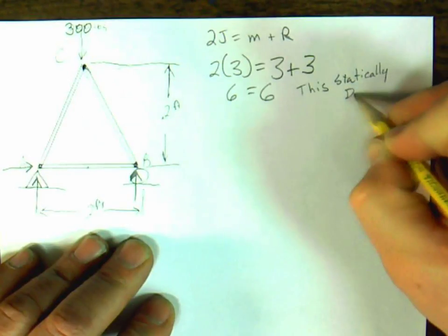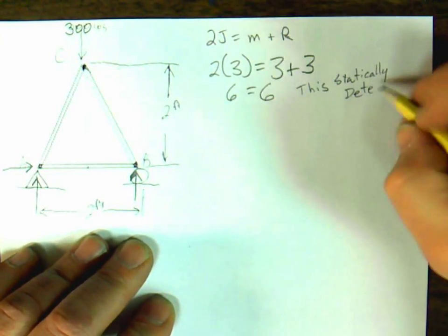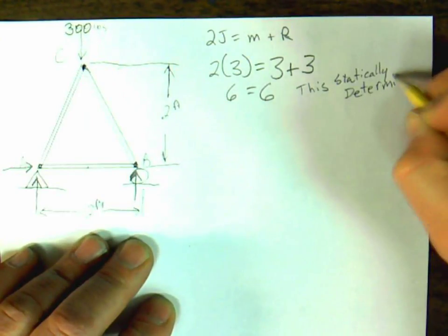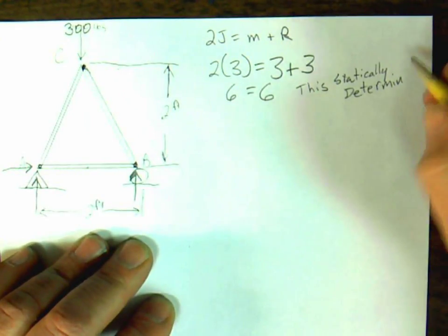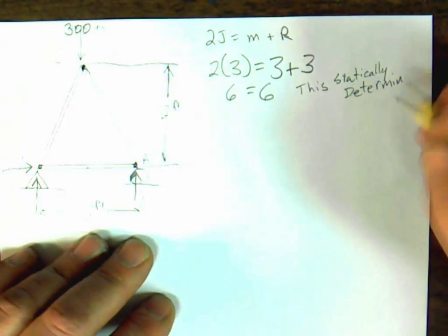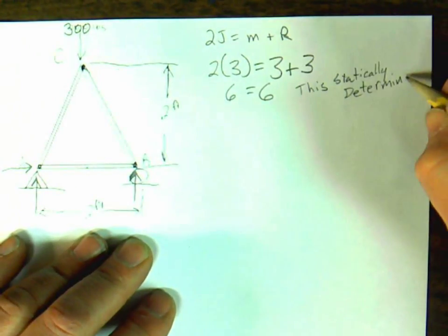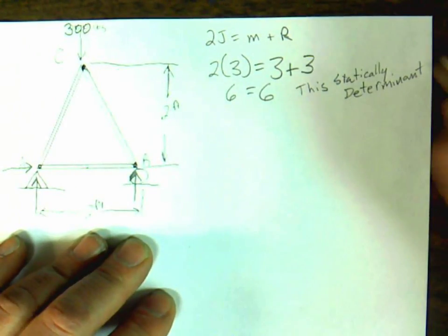If these didn't work out, and if they were not equal, then we could say, well, it's not statically determinate, so I cannot solve this using my reactionary forces, external forces, and my method of joints. And I would stop right there. I wouldn't need to go on any further with that.